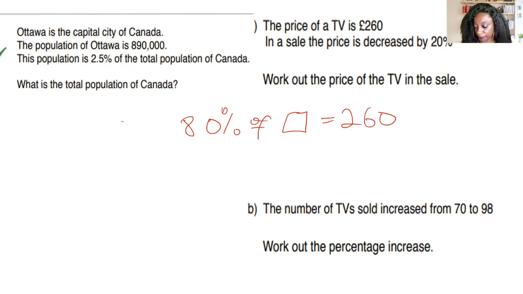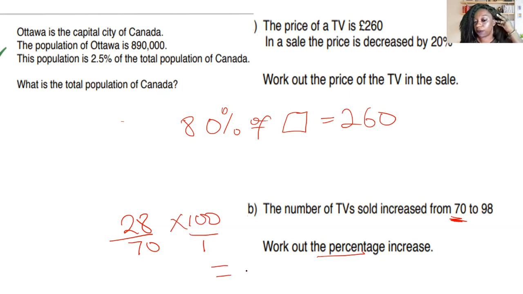So let's just do the B part, which says the number of TVs sold increased from 70 to 98. So if you do 98, take away 70, the increase was 28, isn't it? So you're gonna write on here your 28, which was the increase, over, you always have to use the original value you got, over 70. And because they want the percentage increase, you're gonna times it by 100 over 1.